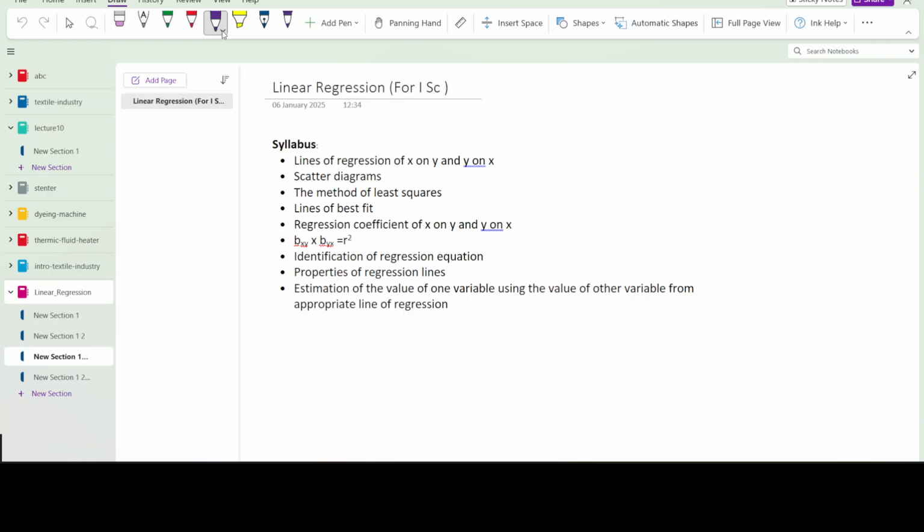This is lecture 2 of linear regression. In lecture 1, we have found out the value of slope b is equal to n sigma xy minus sigma x sigma y divided by n sigma x square minus (sigma x) whole square.